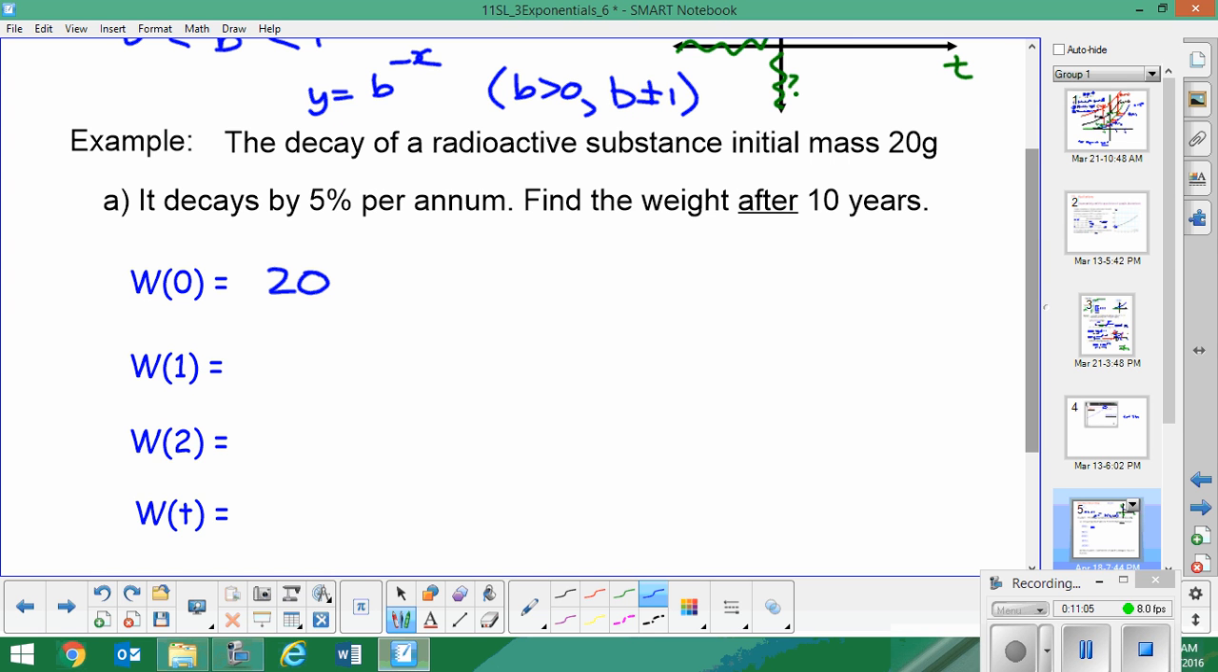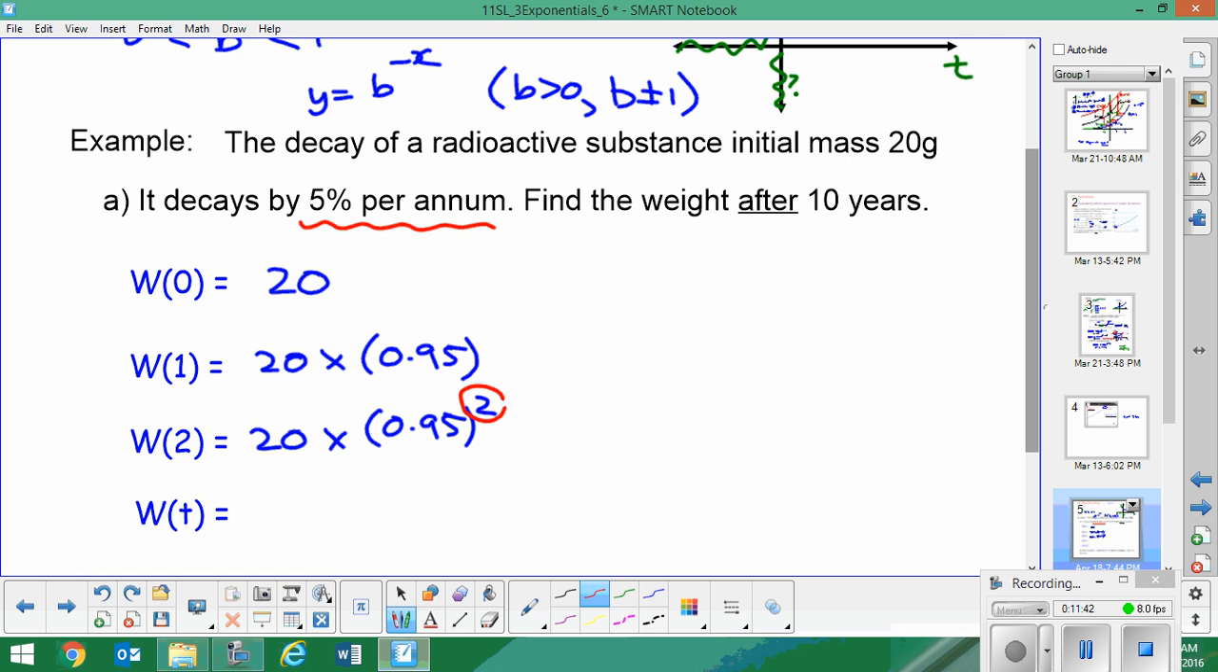All right, so our initial weight is 20 grams. After 1 year, because it's decreasing at 5% per annum, it's going to be 20 times, if it's decreasing by 5%, it means we only have 95% left. So we're multiplying by 0.95. After 2 years, it's going to be 20 times 0.95 times 0.95 again, so that makes it squared.